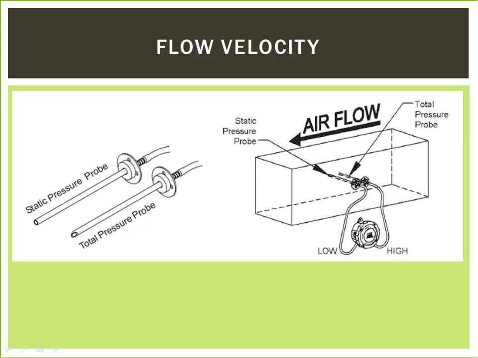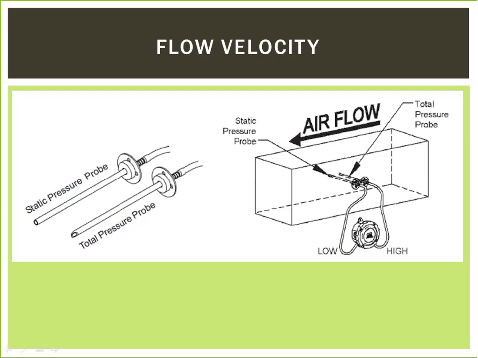The easiest way to determine flow velocity is to measure the velocity pressure in the duct with a pitot tube assembly connected to a differential pressure sensor. The pitot tube assembly includes a static pressure probe and a total pressure probe. A total pressure probe aligned into the airflow senses the duct velocity pressure and the static pressure, which equals the total pressure. A static pressure probe aligned at a right angle to the airflow senses only the static pressure.